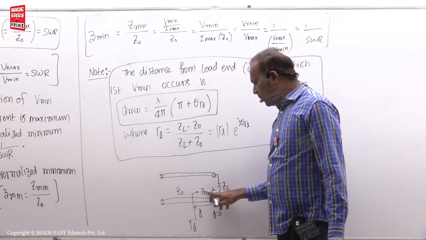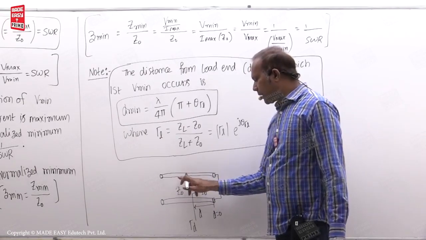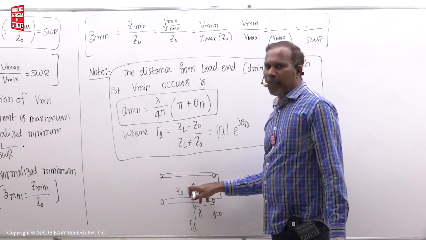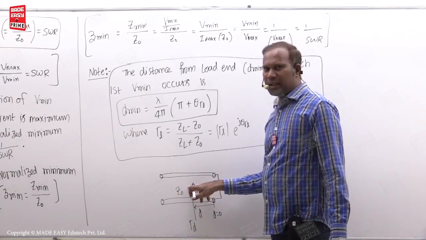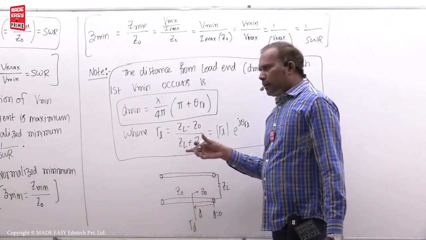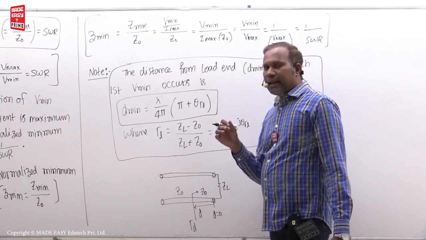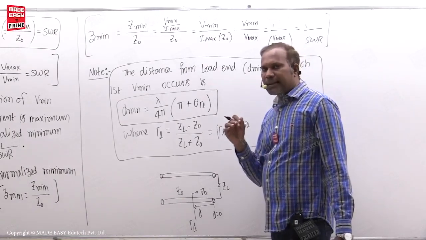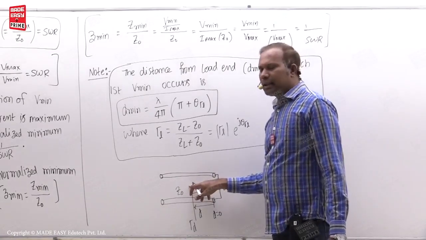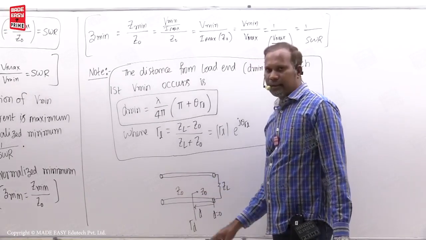Don't confuse. This Z0 can be written anywhere, here, between the conductors, anywhere. I told you Z0 is equal to root of R plus j omega L divided by G plus j omega C, where G and C, conductance and capacitance, are defined for the medium present between the conductors. That is why it can be written anywhere here. That is the reason.